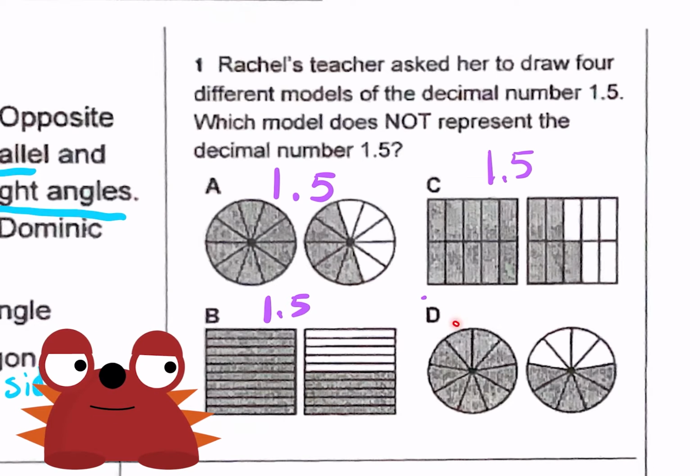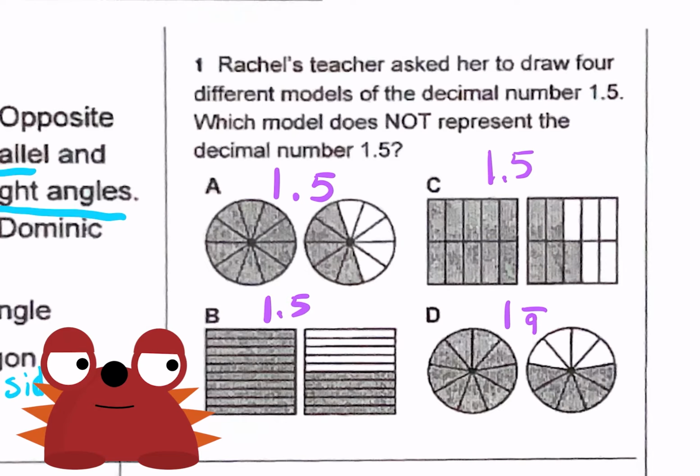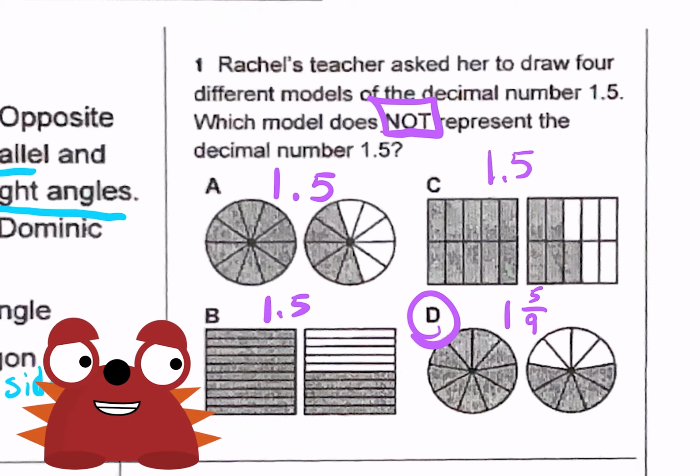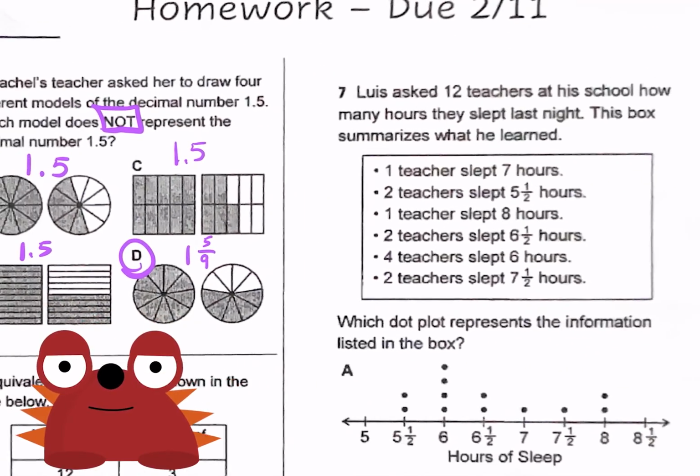Now over here you have one whole, and over here you have 1, 2, 3, 4, 5, 6, 7, 8, 9. So these are not tenths, these are ninths. So we can't even write that as a decimal. It would have to be as a fraction. We have 5/9, not 5/10. So this is the answer because we were looking for not. Which one does not represent 1 and 5/10? Let's go ahead and go to the next one.